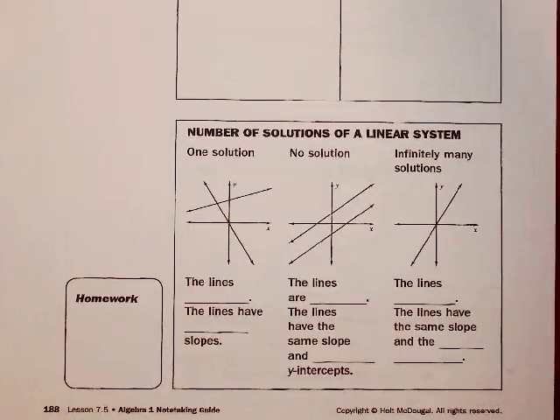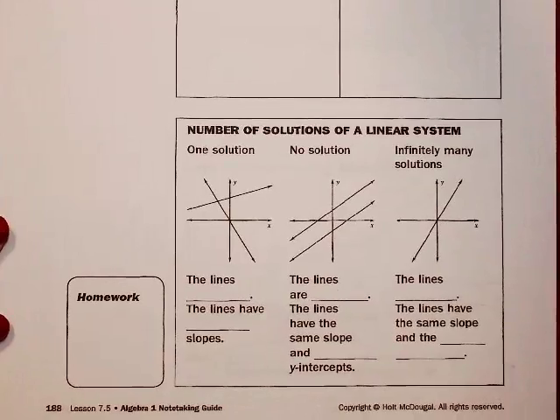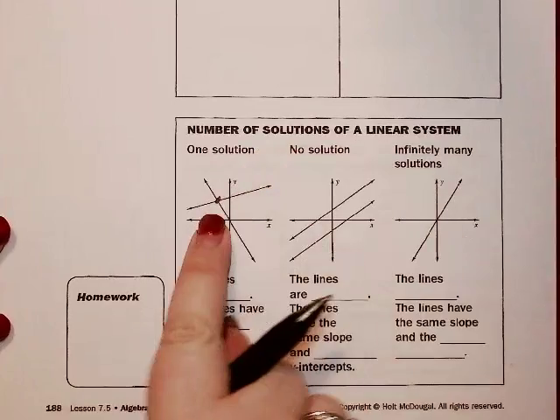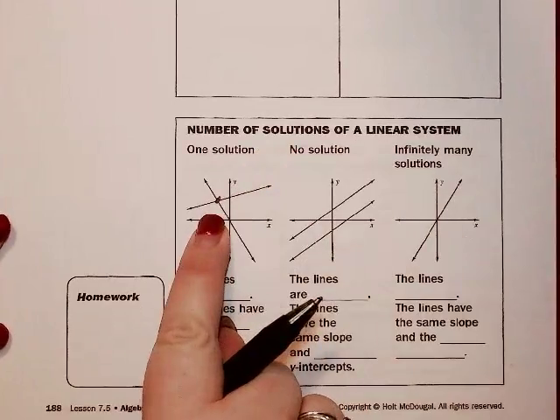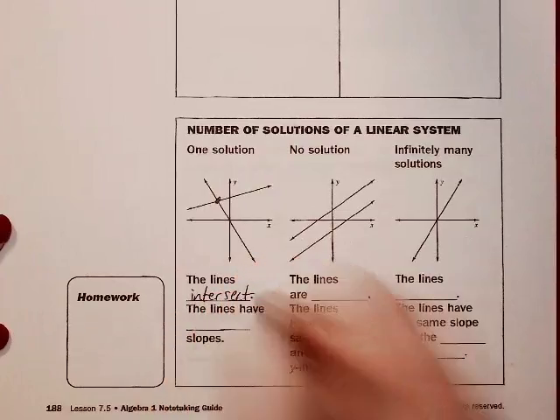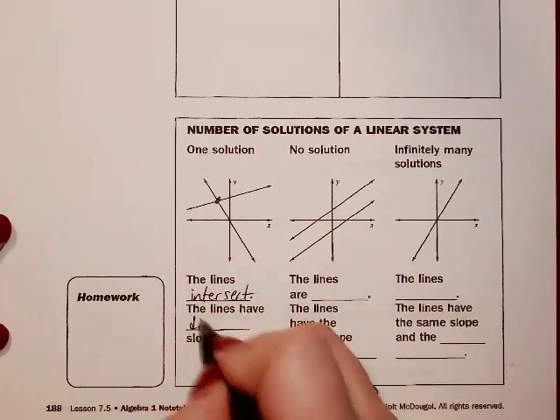Okay, so our last bit of notes here. The number of solutions of a linear system. So we're looking for the number of times the lines intersect. So here we have one solution, and it is this point right here, whatever that is. So the lines intersect because the lines have different slopes.